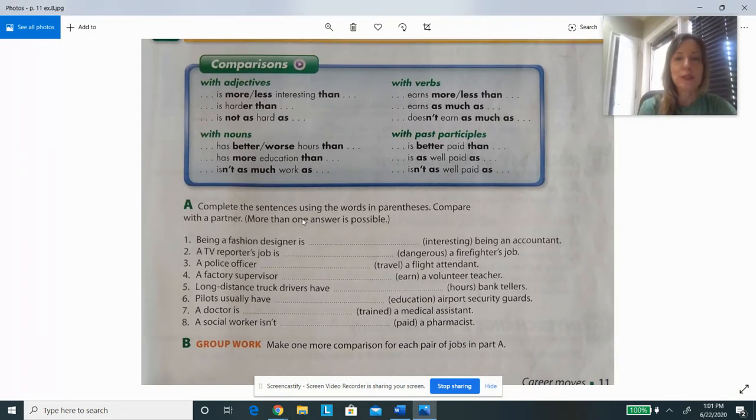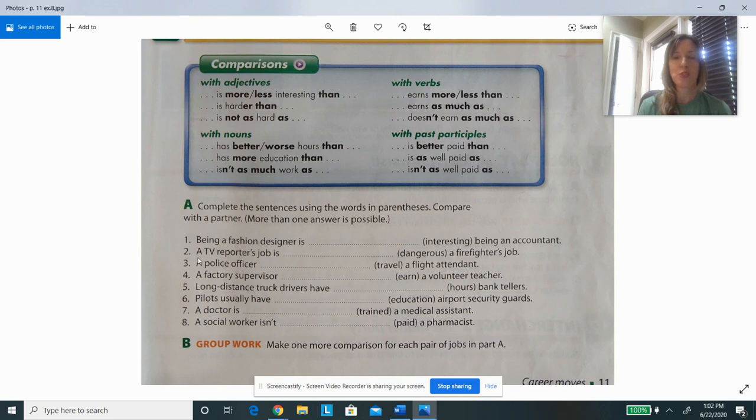All right, so it says complete the sentences using the words in parentheses. Compare with a partner. Well, we're not doing that. We're just going to complete the sentences. Number 1, being a fashion designer is blank. Interesting, being an accountant. So we're comparing fashion designer with an adjective, interesting. So we want to look up here at adjectives. Well, interesting, 3 syllables. Remember, with 3 syllables, you have to use more or less. I'm going to say more. Being a fashion designer is more interesting than being an accountant. Okay, so I followed the pattern here.